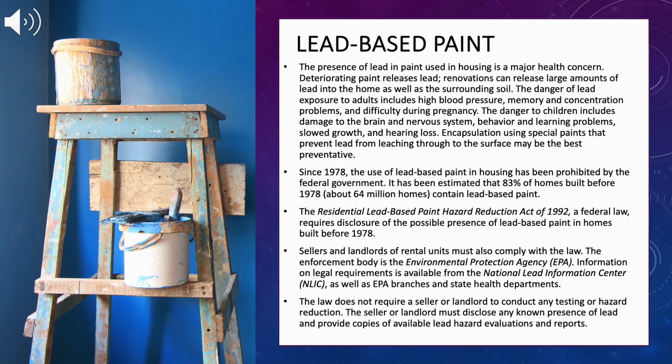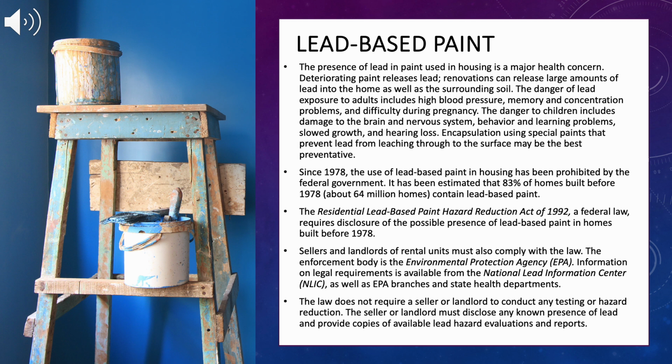Lead-based paint. The presence of lead in paint used in housing is a major health concern. Deteriorating paint releases lead, and renovations can release large amounts of lead into the home, as well as the surrounding soil. The danger of lead exposure to adults includes high blood pressure, memory and concentration problems, and difficulty during pregnancy. The danger to children includes damage to the brain and nervous system, behavior and learning problems, slowed growth, and hearing loss. Encapsulation, using special paints that prevent lead from leaching through to the surface, may be the best preventative.